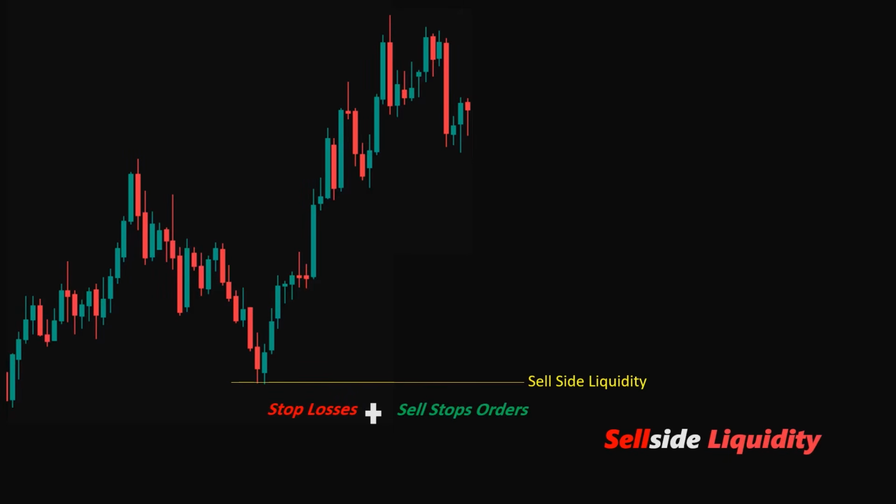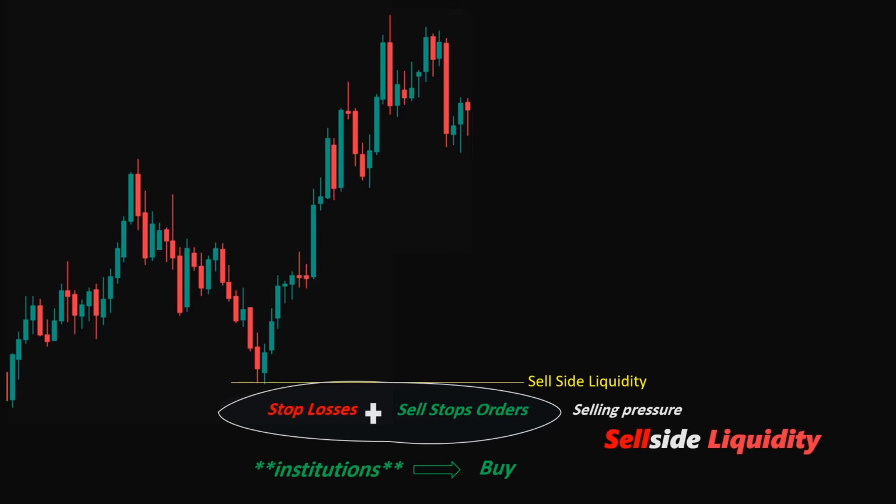So what happens when price dips into these areas? A chain reaction. Sell orders get activated, pressure builds, and the market drives lower. But here's the twist, while retail traders are getting stopped out or caught in the move, smart money steps in to buy at a discount, using all that freshly tapped liquidity to their advantage.